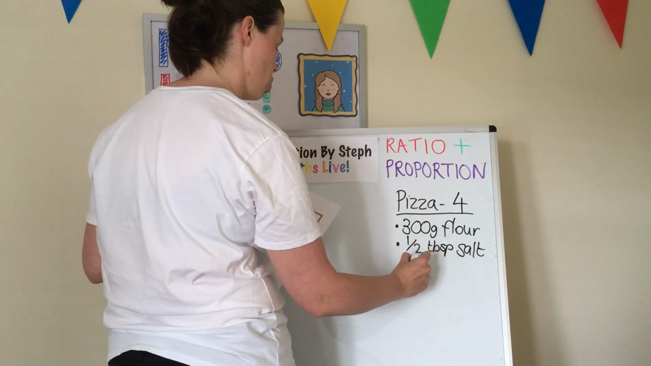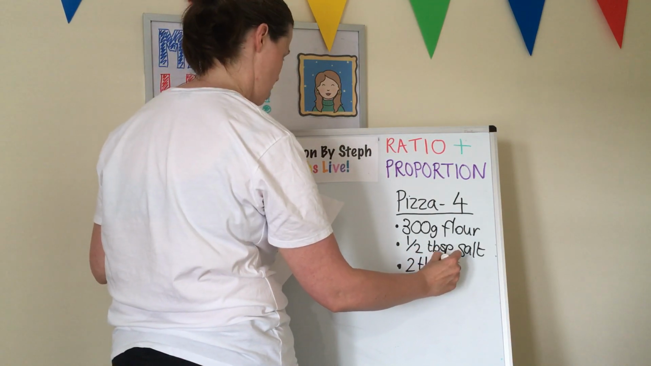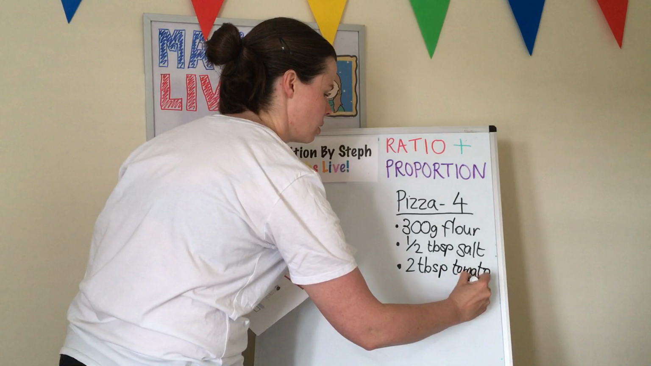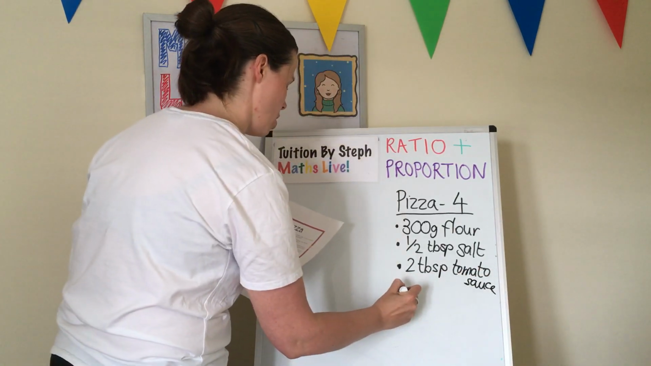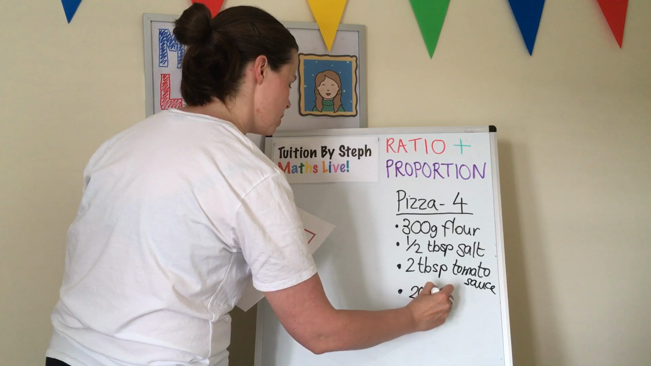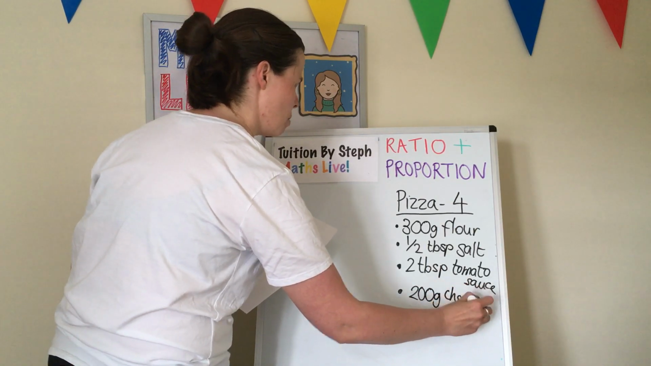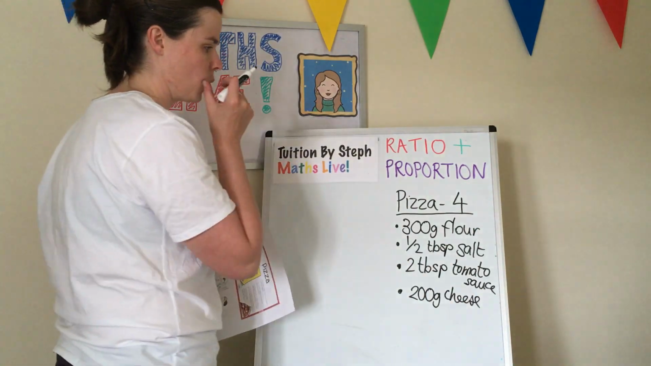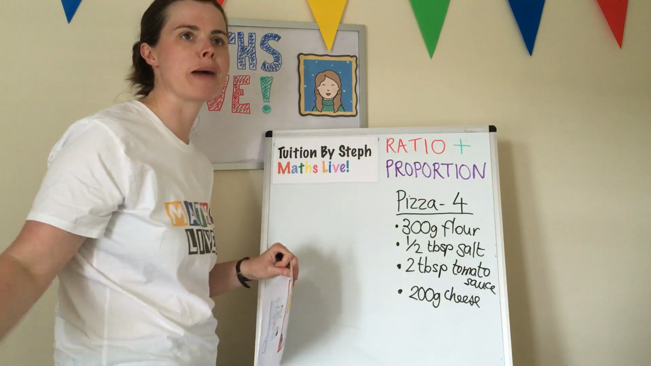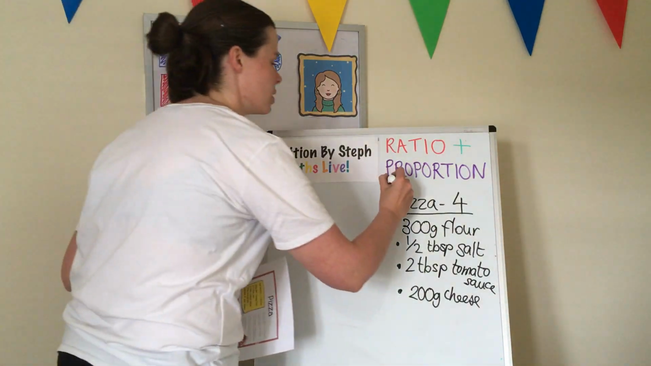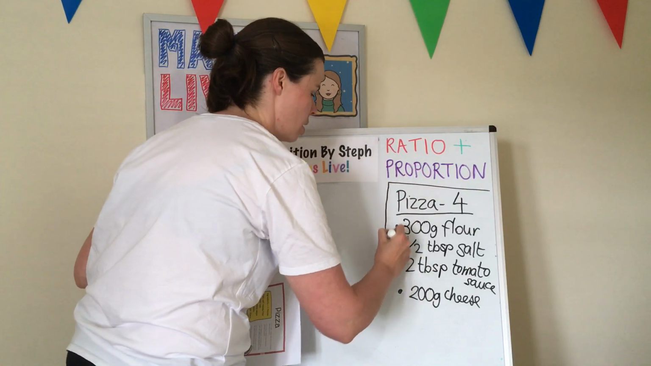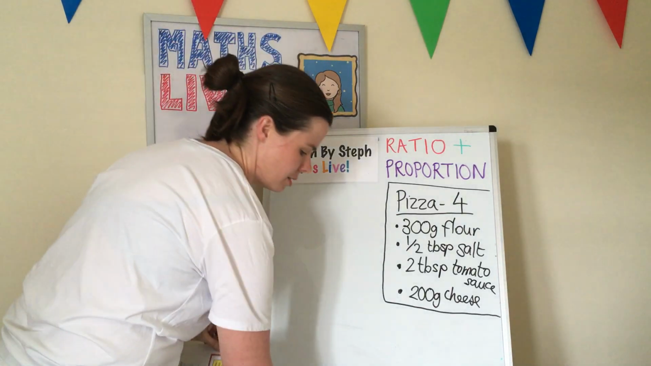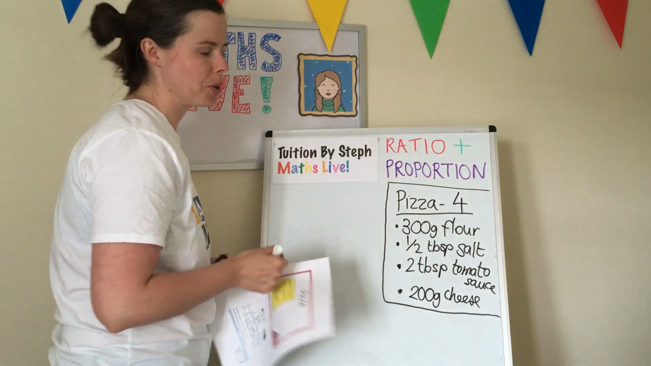You need 2 tablespoons of tomato sauce. I'm just going to put tomato sauce, I'll squeeze it underneath. You need 200 grams of cheese. Mozzarella cheese is the best for that. And toppings of your choice. We'll not add that on though, because it depends on what pizza you want. It could be pepperoni, ham and pineapple, chicken, all sorts. So this stays the same because this is our instructions. That's what's on the packet. That's what's in the cookery book.